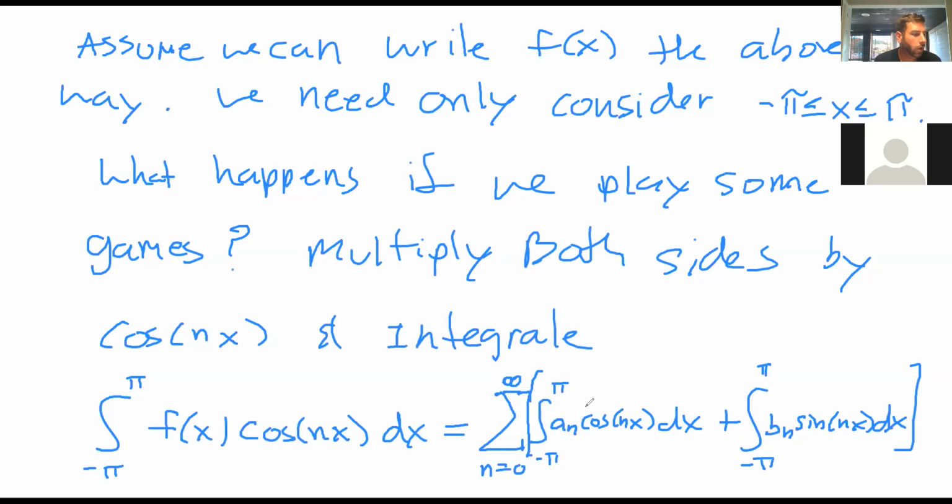Think about what you know about integration. What do you know about the integral of cosine? What do you know about the integral of sine on negative pi to pi?